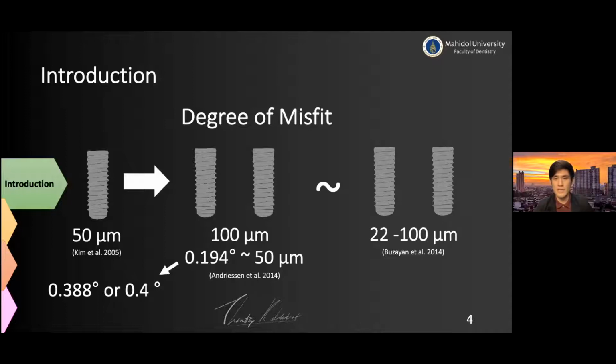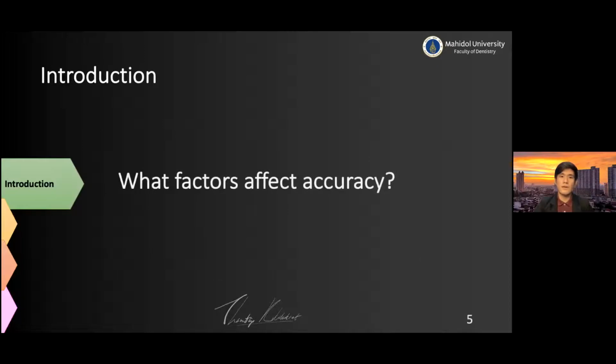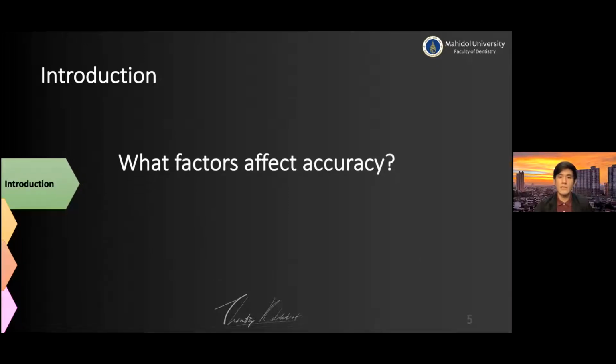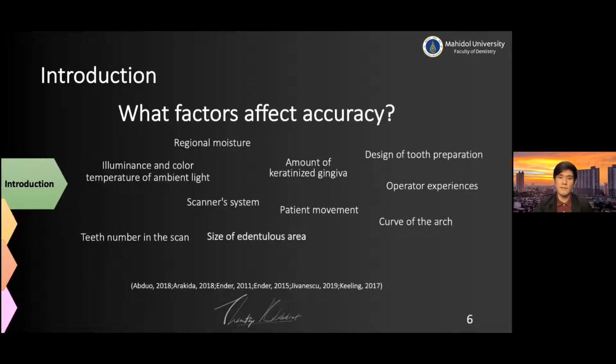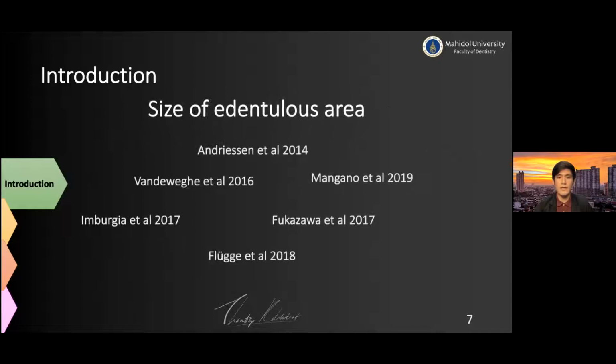However, Busayan and colleagues reported that the range of the misfits is considered as between 22 to 100 micron movement of the osseointegrated implant. This depends on the density of the bone that the osseointegrated implant is placed in. So what are the factors that affect the accuracy of intraoral scanners? There are a lot of factors that affect the accuracy of intraoral scanners. One of those is the size of the edentulous area.